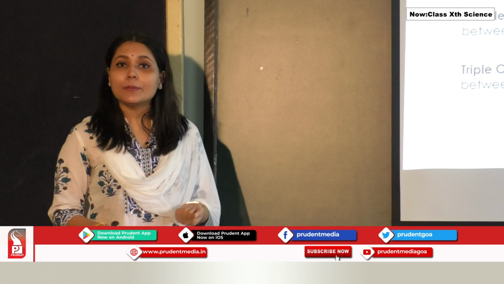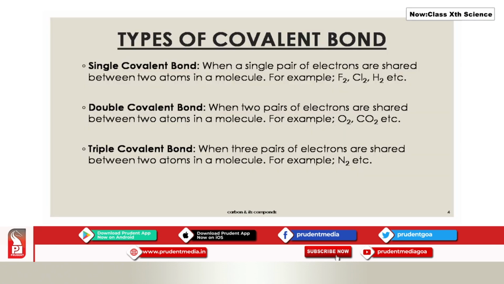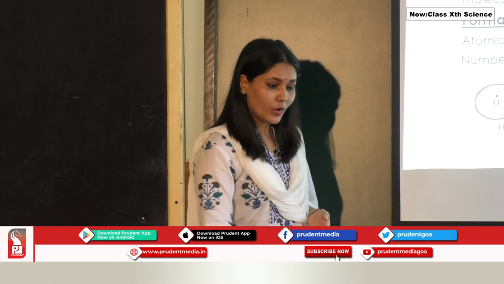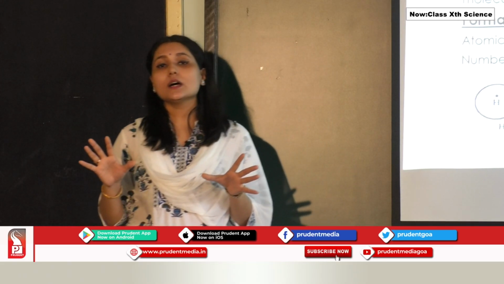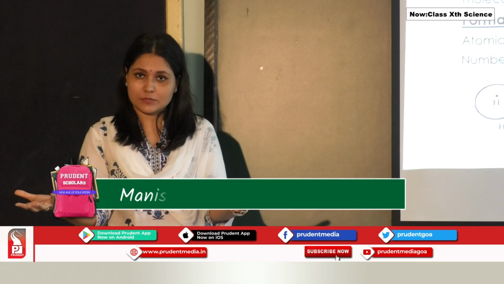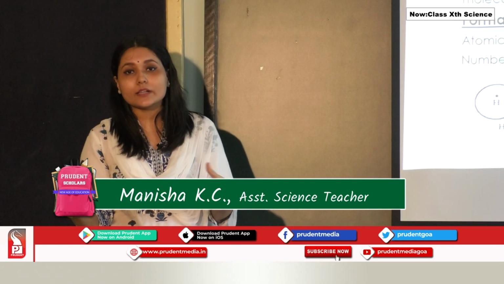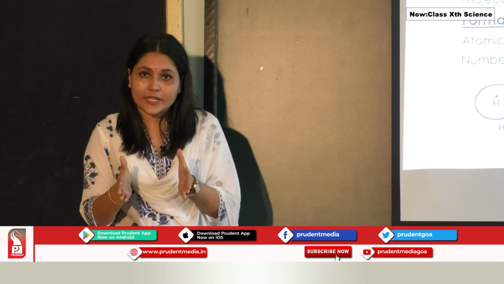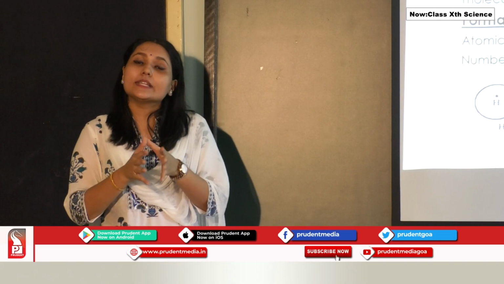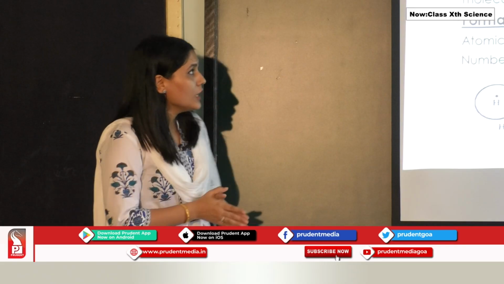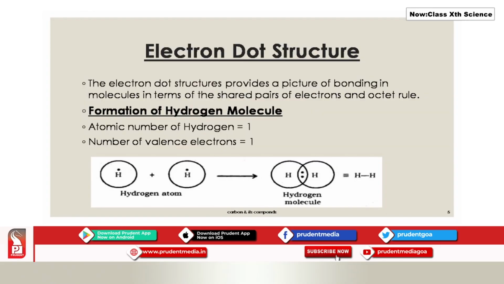Whereas in case of triple covalent bond, 3 pairs of electrons are being shared. So what exactly is a covalent bond? Basically, the electrons which are shared between the two atoms, whether two similar atoms or two different atoms, when there is a mutual sharing of electron pairs, that leads to the formation of a covalent bond. So let us have a look at the electron dot structure.